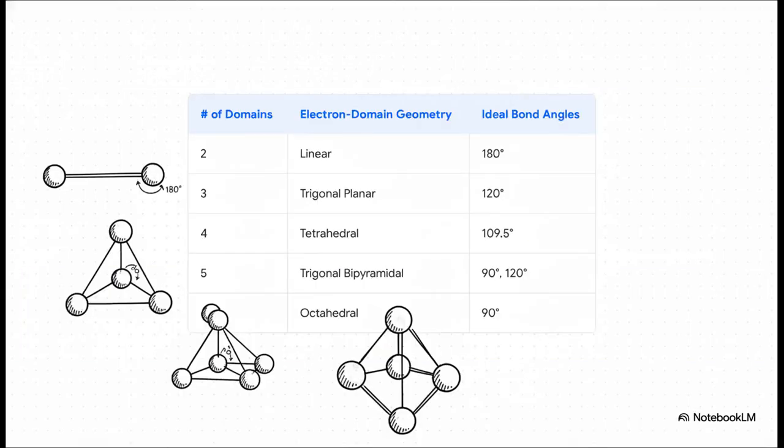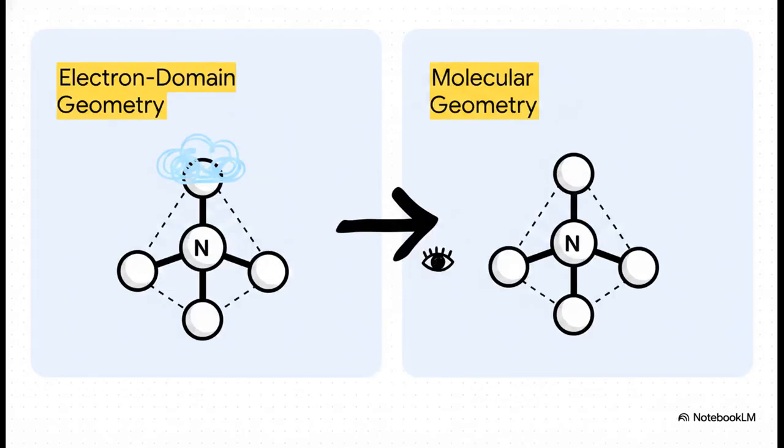And what's really cool is that these 5 basic shapes cover almost every molecule you're going to see. Got 2 domains? They're going to get as far apart as possible, which is a straight line, 180 degrees. Linear. 3 domains? They make a flat triangle, what we call trigonal planar, at 120 degrees. 4 gives you that classic 3D pyramid, the tetrahedron. And then you get up to 5 with a trigonal bipyramidal shape, and 6, which gives you a perfectly symmetrical octahedron.